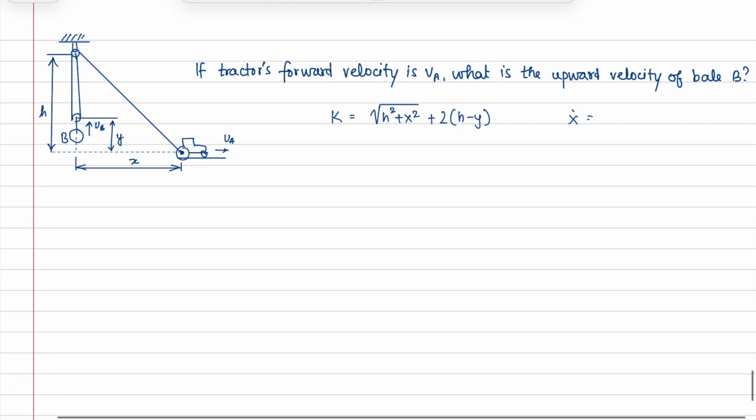Essentially, x dot is equal to VA. Y dot, which is equal to VB, is of interest to us. What does this mean? We have to differentiate this, and then we'll be able to find this relation between x dot and y dot. Why don't you go ahead and try this?